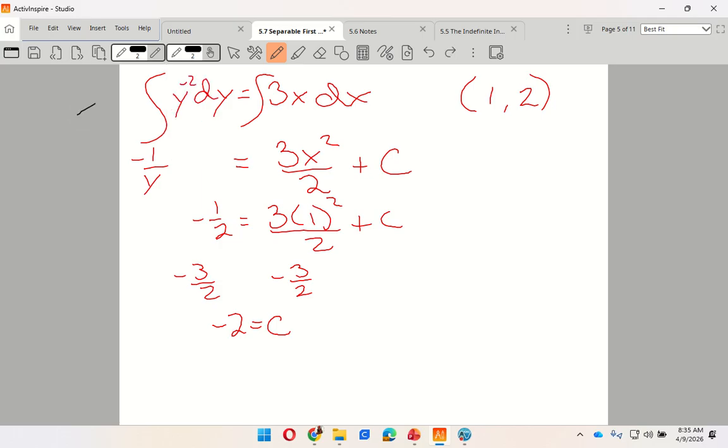Now, I know what my C is, so now I can do my particular solution, which has to do with this one right here. My particular solution is going to include whatever this is. So I'm going to have negative 1 over y equals 3x squared over 2 minus 2.